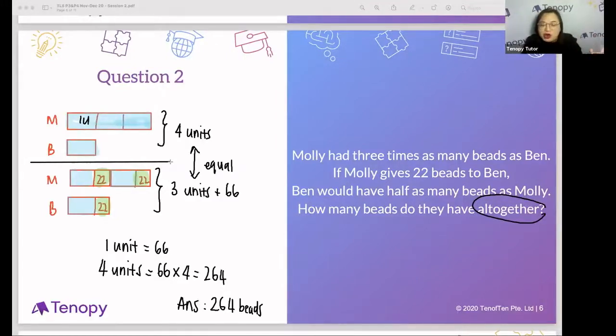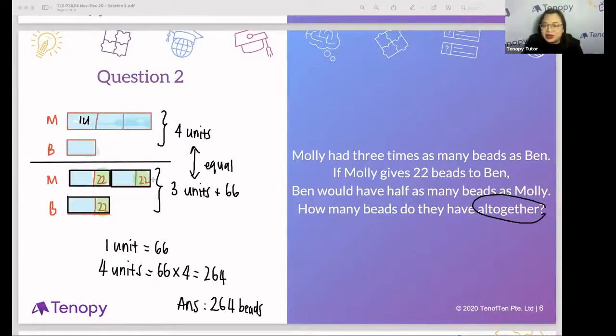Okay, so for the model part here, what I do is I draw my 4 main units based on 3 times as many as Ben. Now the bottom part, because Ben received that 22, he will become 1 unit plus 22. And since he is half of Molly, Molly will have the same size as Ben, but multiplied by 2. So you get 2 sets like this. After that, we just have to remember the total remains the same. We just compare what is the difference between your before and after.